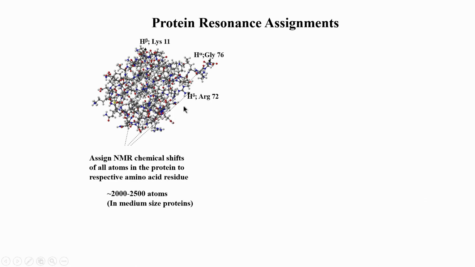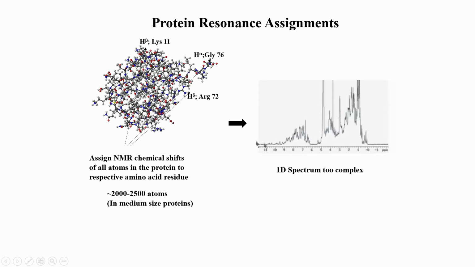We want to get the chemical shift of every atom, and this could become very complicated because you may have about 2000 atoms in even a smaller or medium sized protein. In such a case, you will get a 1D spectrum which will look very complex. So, obviously 1D NMR cannot be used for getting any information on the assignment of each and every atom here, because they are all overlapped.